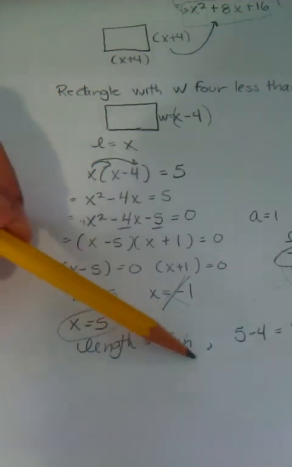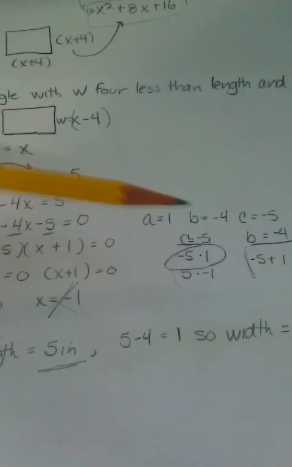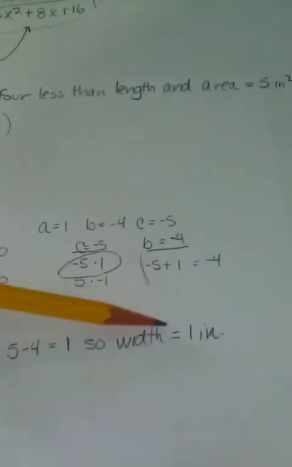That gives me my length. I need to make sure I write it in inches. So length equals 5 inches. To find my width, it was x minus 4. So 5 minus 4 equals 1. So width equals 1 inch.